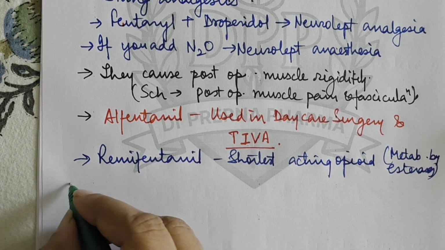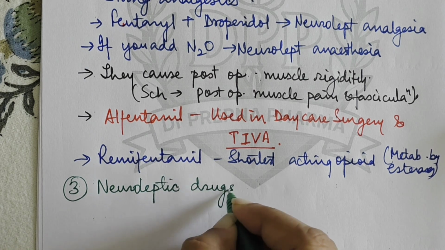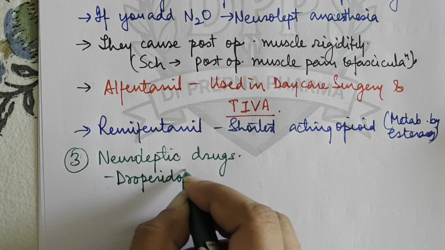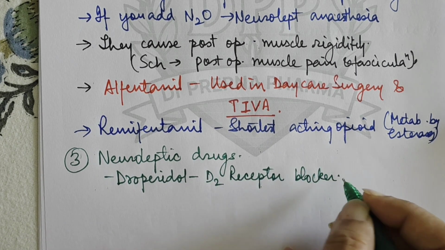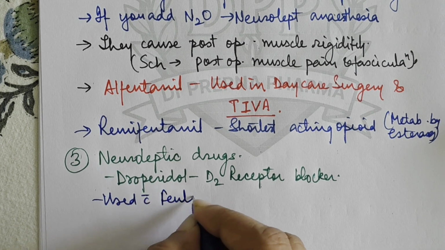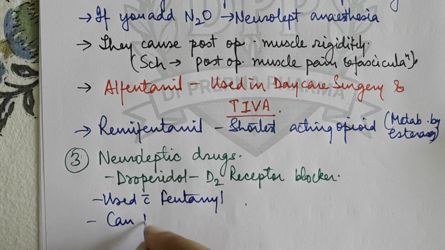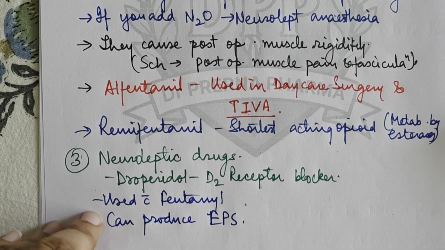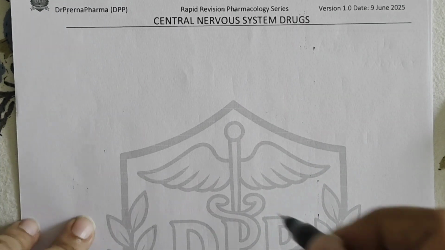Okay, then next, the third category is neuroleptic drugs. Now what are the neuroleptic drugs that we use? In this, the drug that we have is droperidol. It is a D2 receptor blocker. Now this droperidol is used with fentanyl to produce neuroleptic analgesia that we have seen earlier. It can produce extrapyramidal symptoms because it is a D2 receptor blocker. So let us summarize the anesthetics now, and then we finish this general anesthesia.